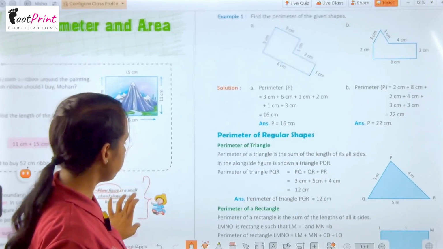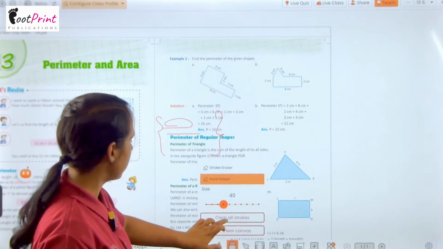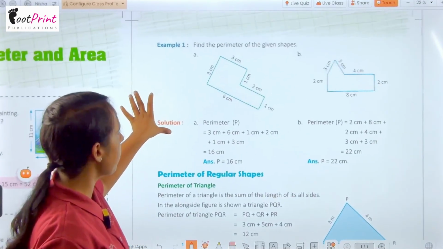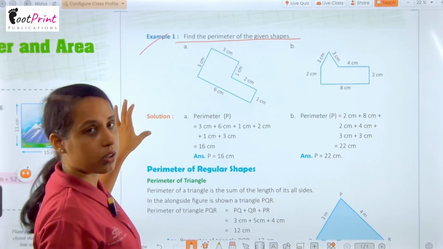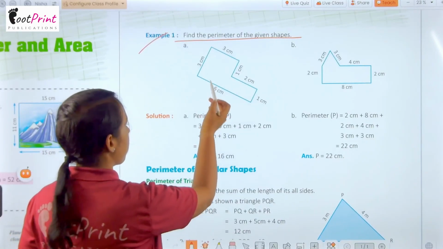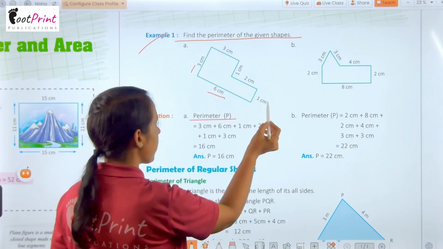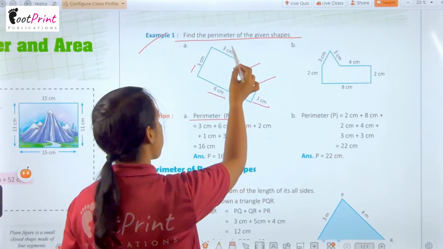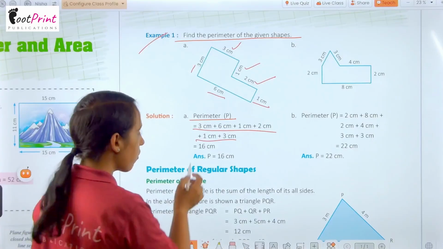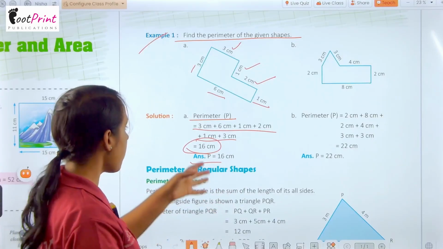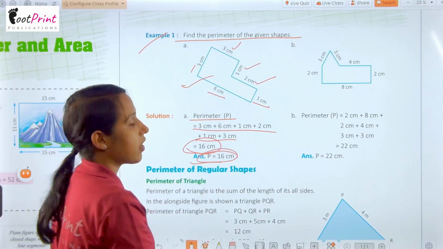Example number 1: find the perimeter of the given shape. Here we have two shapes and we have to find the perimeter. As we learned, the sum of all the sides is the perimeter. First one is like this. Perimeter is denoted by the letter P. So 3 centimeter, 6 centimeter, 1 centimeter, 2 centimeter, then 1 centimeter and 3 centimeter. Here are the sides, and after adding all the sides we get 16 centimeter. It means the perimeter of this shape is 16 centimeter.